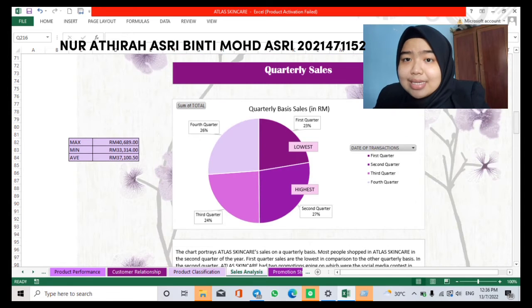The chart portrays Atlas Skincare sales on a quarterly basis. Most people shop at Atlas Skincare in the second quarter of the year. First quarter sales are the lowest in comparison to the other quarters.